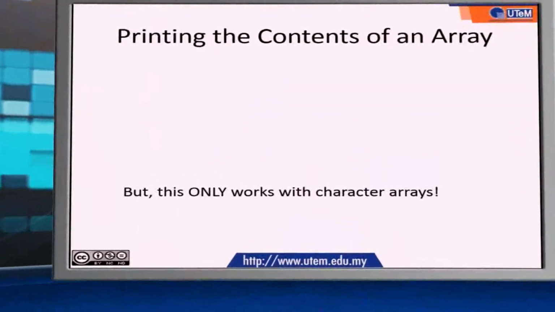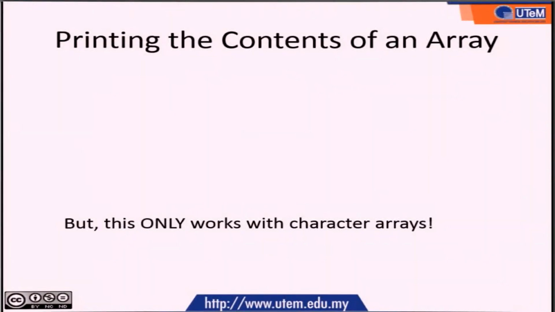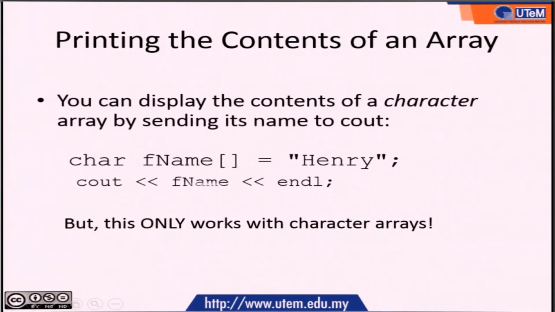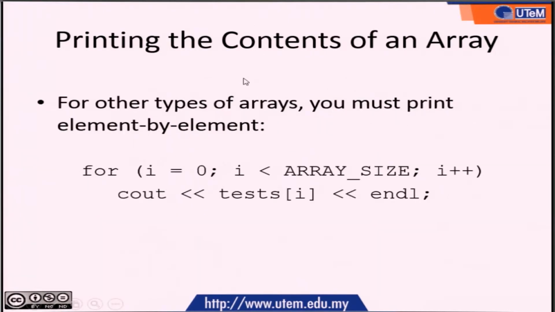To print the content of an array that contains characters, it can be done by using cout. As shown in the example here, fname is assigned with the characters Henry and can be printed out using cout, but this method only works with character arrays.